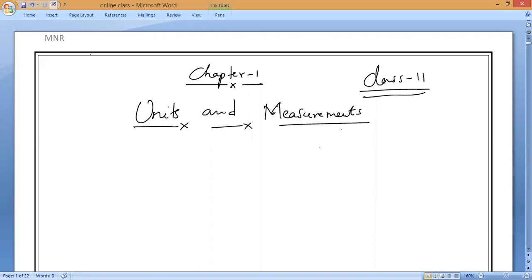Before going to study units and measurement, it's not a new thing. In class 8th, we studied measuring the volume of irregular objects, and the volume of regular shapes like cube, cuboid, volume of a sphere, area of a rectangle. Many things we used to measure. Yes or no, guys? Yes. Even in our daily life, you might discuss it.